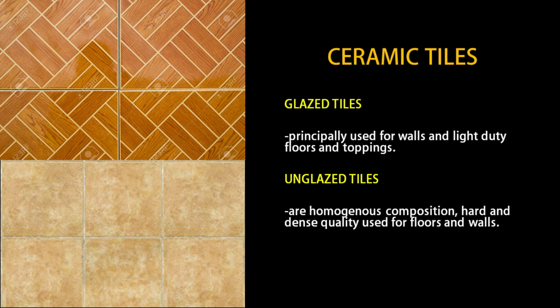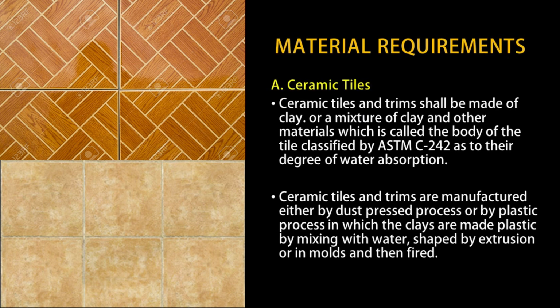Glazed tiles are principally used for walls and light-duty floors and toppings, while the unglazed tiles are homogeneous in composition, hard and dense quality, primarily used for floors and walls. My groupmate Christian Cabigon will be focusing his report on the specification of ceramic tiles.